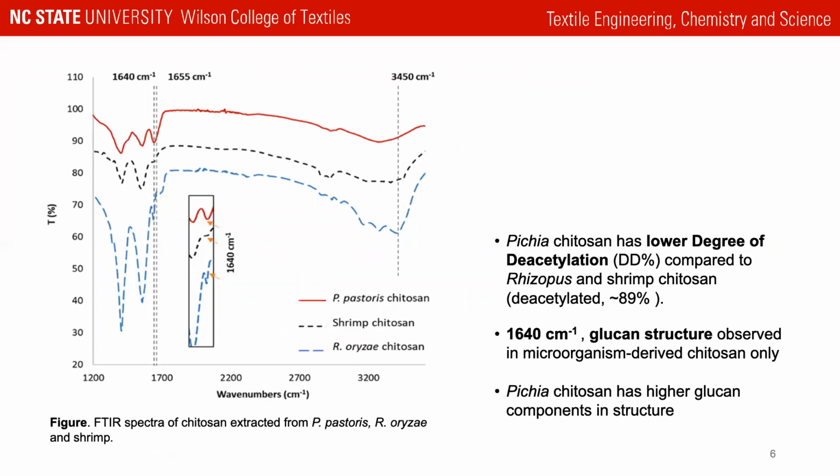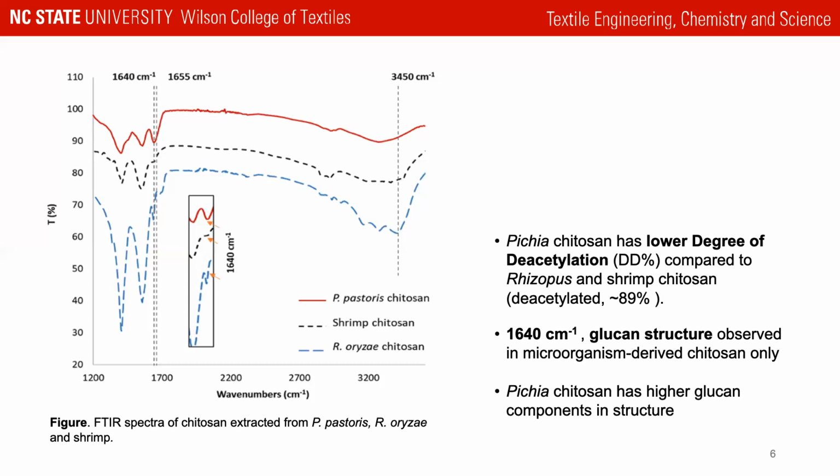The relative extent of N-acetylation can be estimated from the IR spectrum by comparing the ratio of the amide I band at 1655 and that of the CH band at 3450. This ratio in the Pichia chitosan is much larger than that of the chitosan from Rhizopus and shrimp, indicating that the Pichia chitosan has fewer free amine groups.